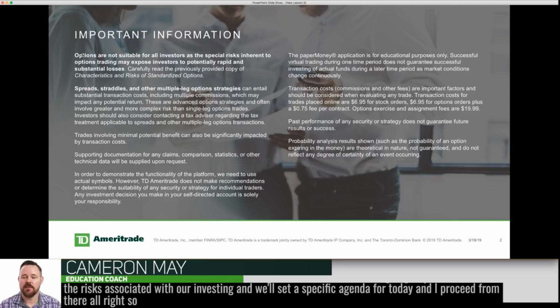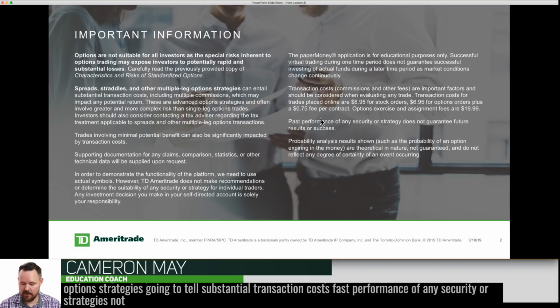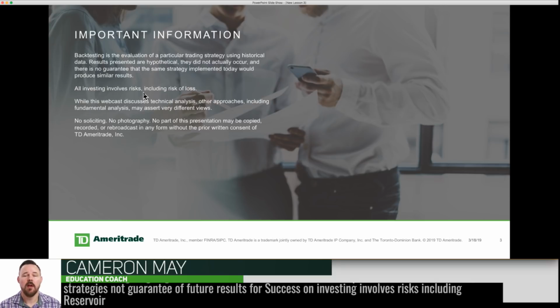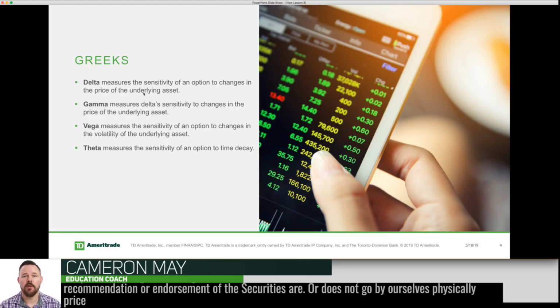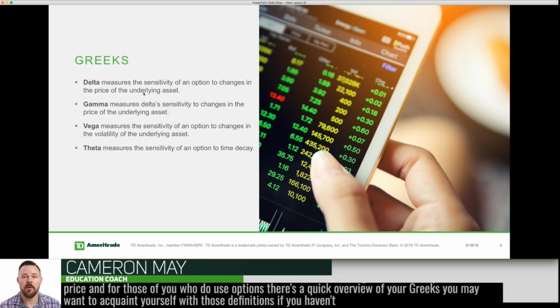Options are not suitable for all investors. Spreads, straddles, and other multi-leg option strategies can entail substantial transaction costs. Past performance of any security or strategy does not guarantee future results or success. All investing involves risks, including risks of loss. We are going to be using real examples in today's discussion. Please don't take that as a recommendation or endorsement of the securities or strategies discussed. The usage of a stop order is not a guarantee that you will buy or sell at a specific price. And for those of you who do use options, there's a quick overview of the Greeks, so you may want to acquaint yourself with those definitions if you haven't done so already.